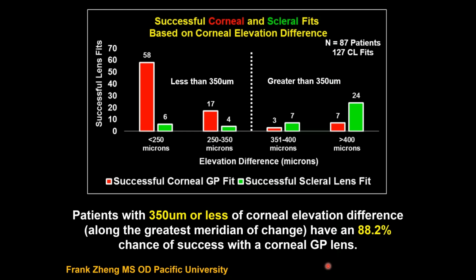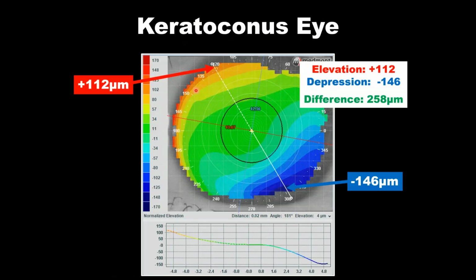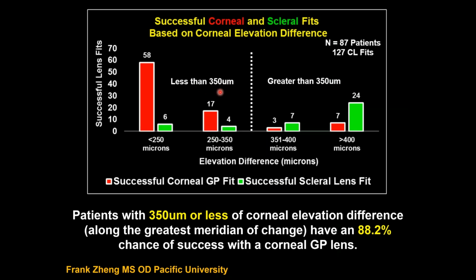Now, many of you may have seen me share this at the OSO meeting or the other major contact lens conference there. And what this research showed, and forgive me if this is a bit of a repeat, but it's really an important study. When you have an elevation difference of less than 350 microns, remember that this patient has an elevation differential of 258 microns. When you're below 350 microns, corneal GPs work with great success. About 88% of the time, we were able to fit a successful GP lens on an irregular cornea.